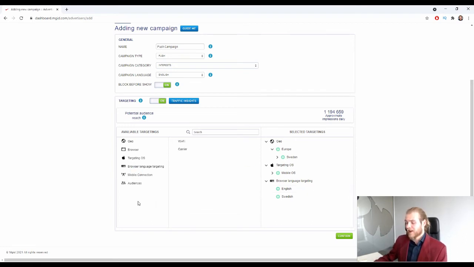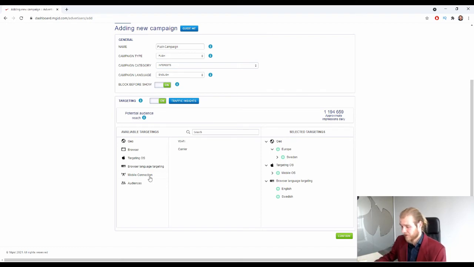Mobile connection, Wi-Fi or carrier. At the beginning of my campaign, the same with the browser targeting, I like to target both and wait for the data to tell me if I should promote on Wi-Fi only or carrier only, or just not touch this. All right, so I need a little bit more data to tell if I'm gonna run on Wi-Fi or carrier.